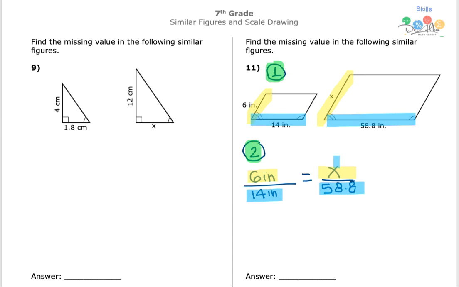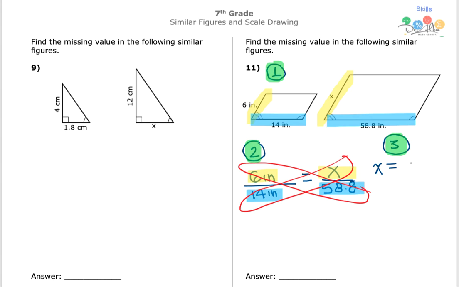What I'm going to do next is going to be my step number 3, and that's going to be the operations. To find the operations, I know I have to do cross product. So I'm going to have to multiply the two numbers that are across, and then at the end, divide by the other number that we haven't used yet. Okay, so to find the x, I have to multiply two numbers across, which is 58.8 times the 6, and then divide by 14.